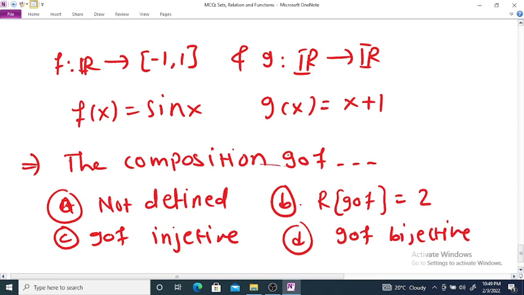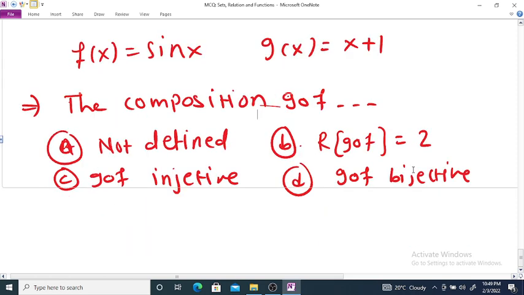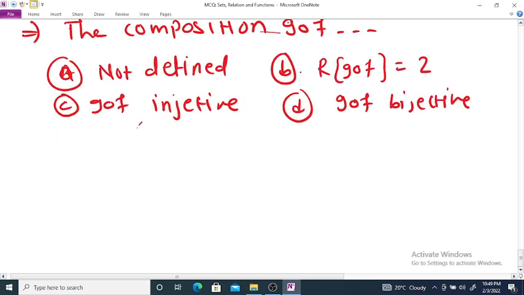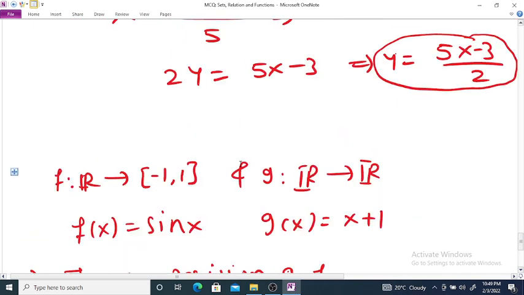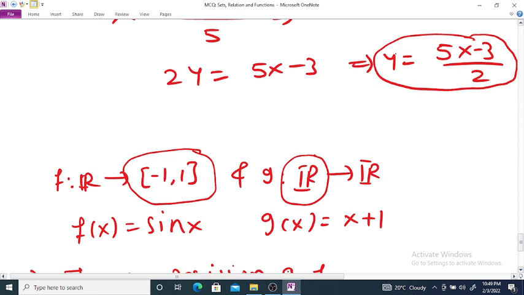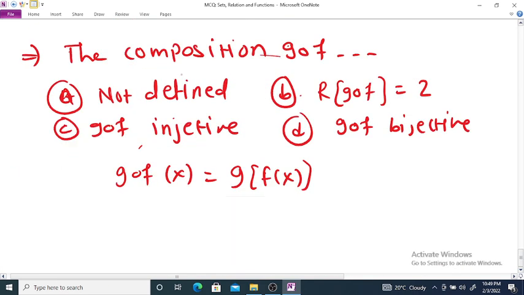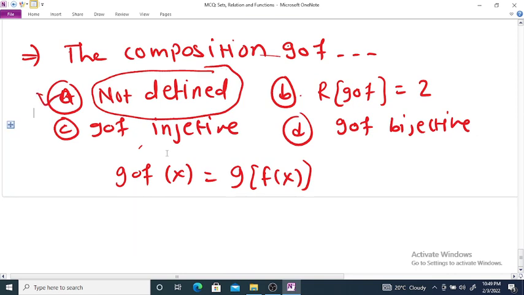Now first of all, g of f of x is equal to g of f of x. So the codomain of f should be the domain for g. So what is the codomain for f? It is [-1, 1], and it should be a domain for g, but this is not true, and therefore the composition function g of f is not defined. So the correct option is A.